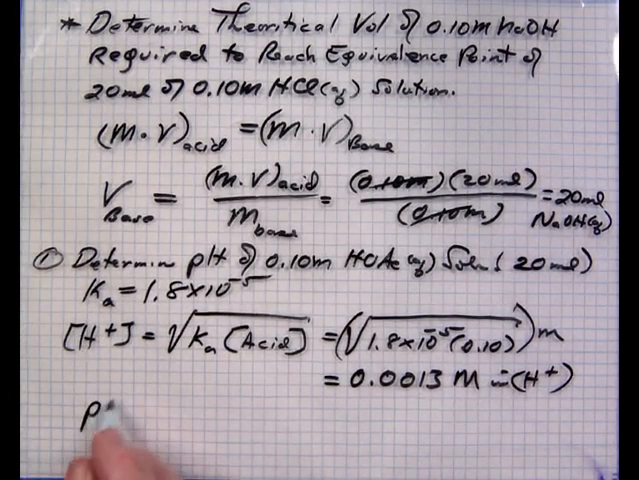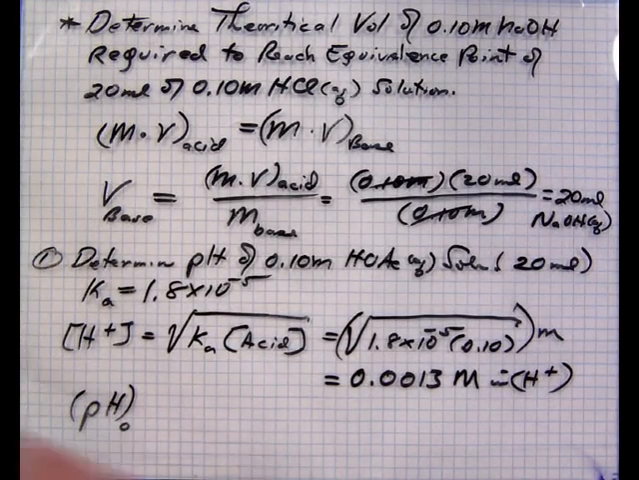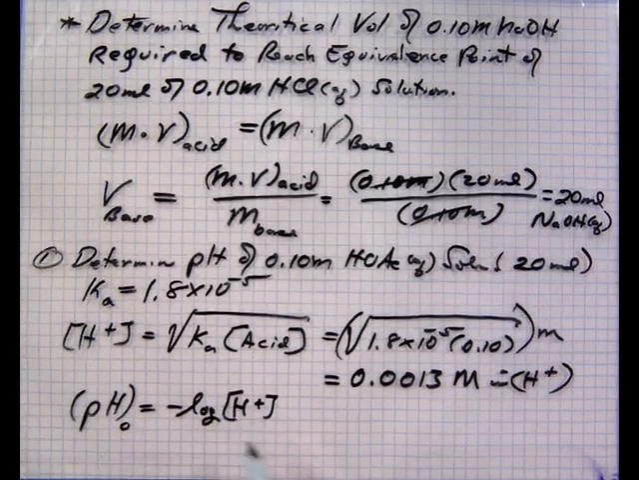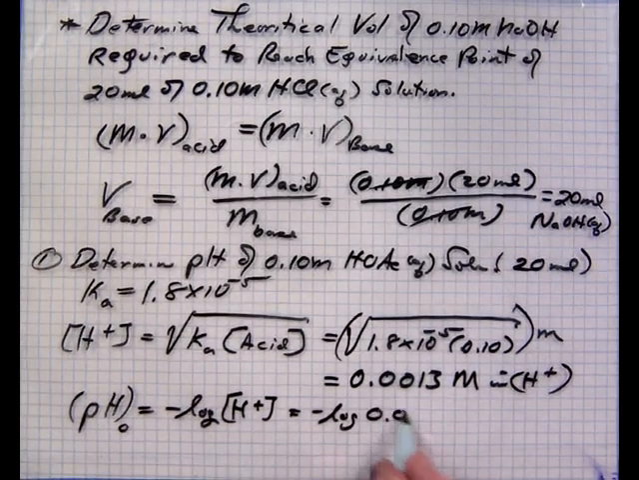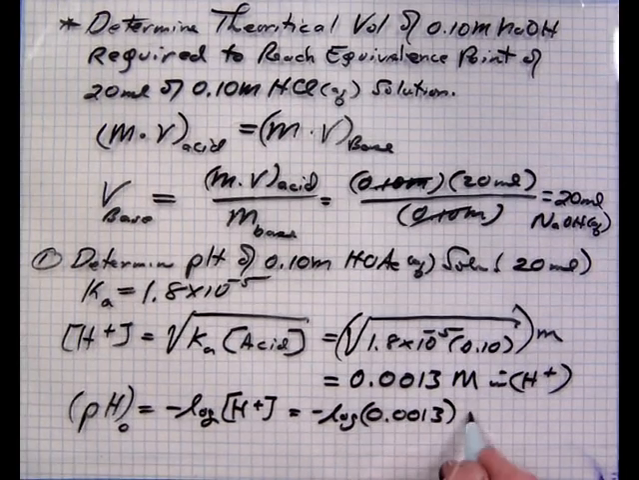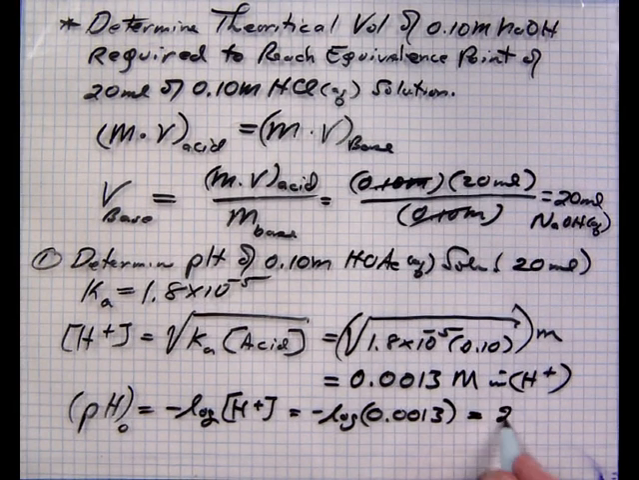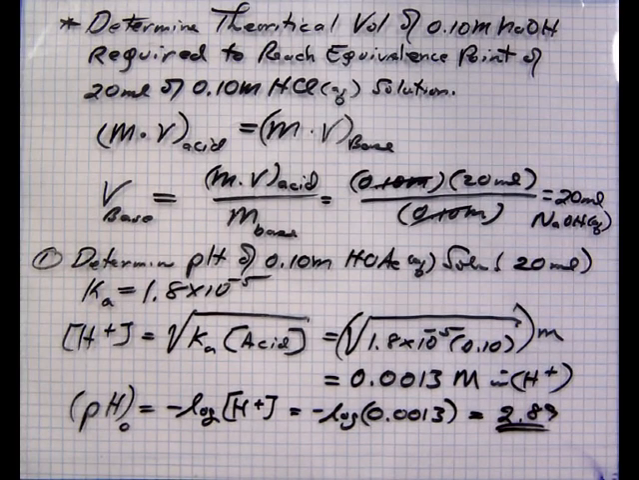So now we can calculate the pH. This is the initial pH, minus log of the hydronium ion concentration of the weak acid in solution, which is minus log of 0.0013 molar, and that gives us 2.89. That's before we add any sodium hydroxide solution into our titration.